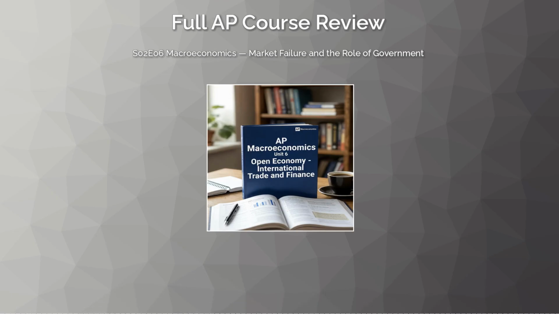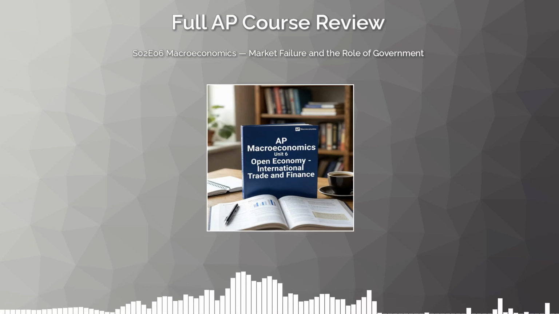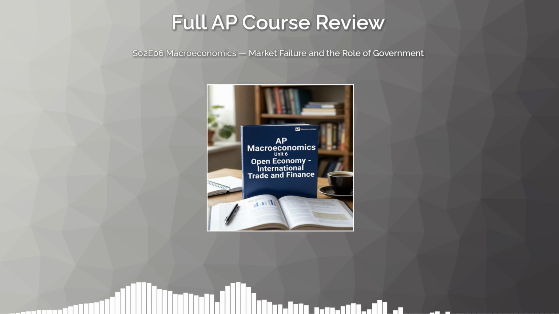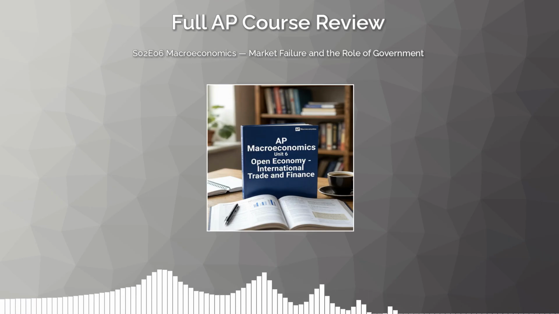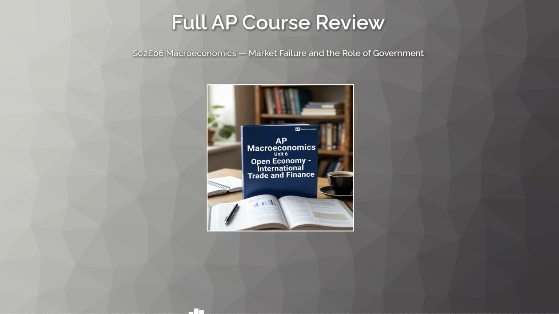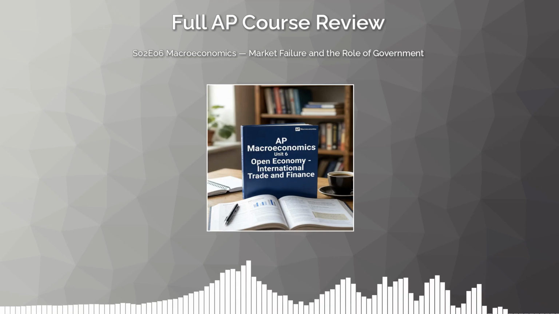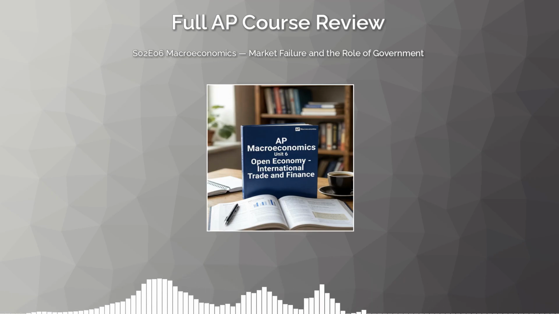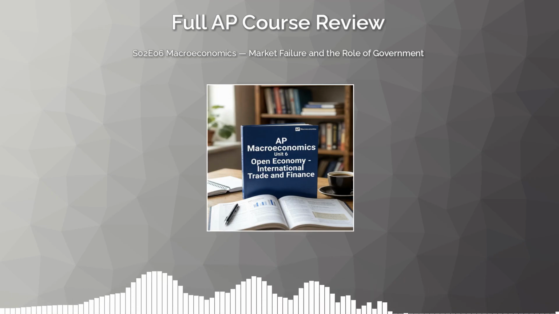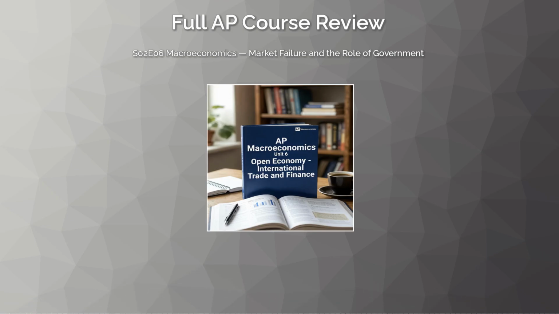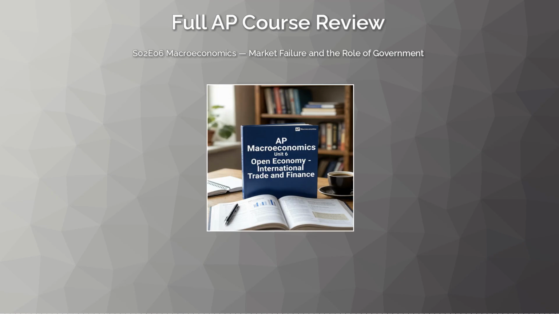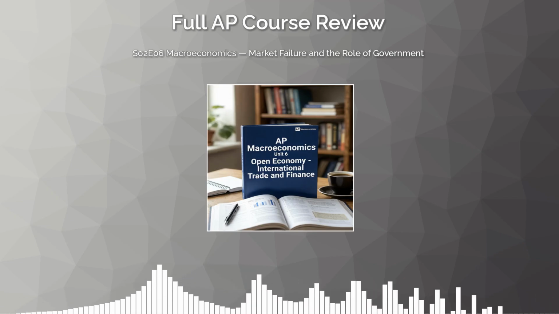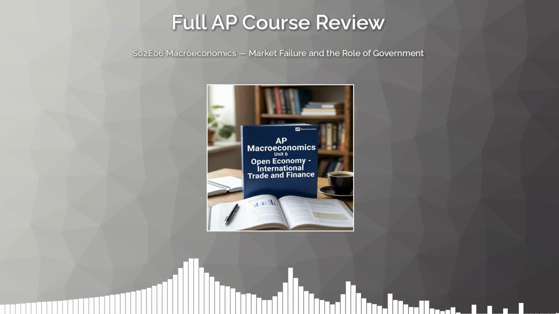The Forex graph. On the AP exam, you'll almost certainly need to draw or interpret a Forex market graph. Picture a standard supply and demand diagram. The vertical axis shows the exchange rate, the value of the dollar in terms of a foreign currency. The horizontal axis shows the quantity of dollars exchanged. The demand curve slopes downward. As the dollar gets cheaper, foreigners want more of it. And the supply curve slopes upward. As the dollar gets more valuable, Americans are incentivized to supply more of it to buy cheap foreign goods.